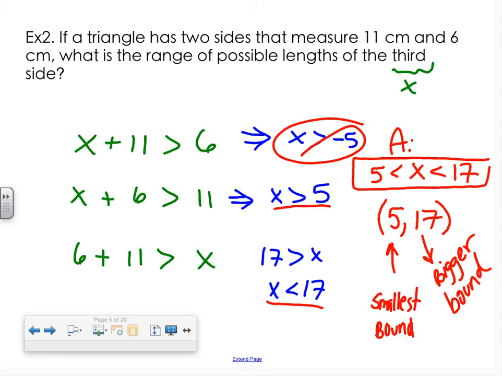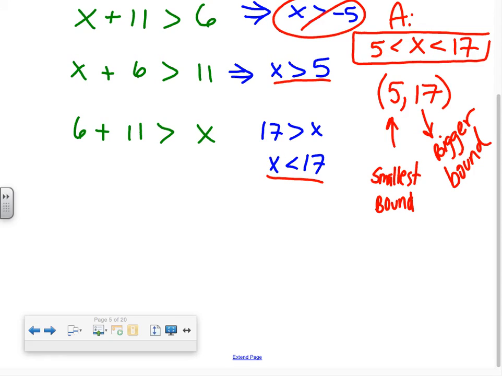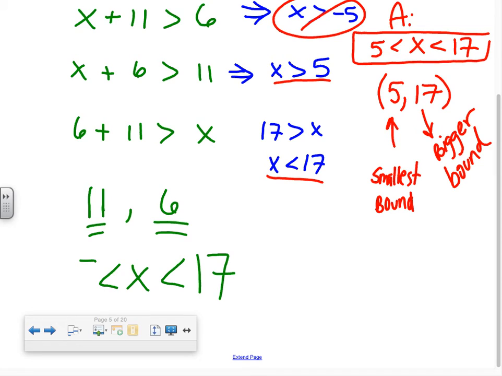Now, you're probably thinking, didn't you say there was a shortcut? Yeah, there is. So the two numbers were 11 and 6. What you can do is just add them together, and that's the upper bound. So x could be 16.9999, but it can't be exactly 17. It has to be less than 17 if you add them together. And then if you subtract them, it has to be greater than 5. So you might have noticed that already.